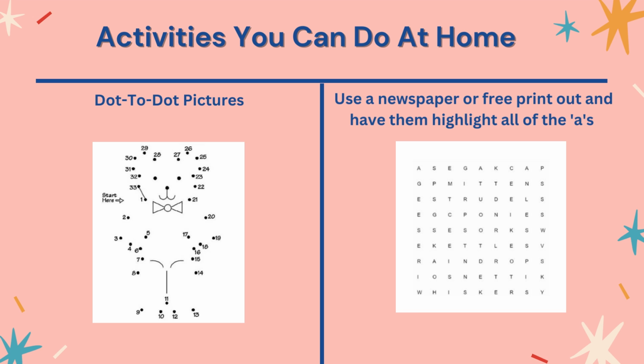Next, we have dot-to-dot pictures, which can also be really great for visual scanning as the children have to find each number in order as it follows. Dot-to-dot pictures can also encourage convergence since it is a close-up task.